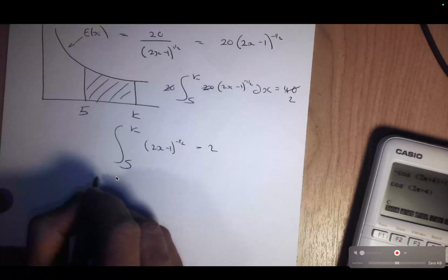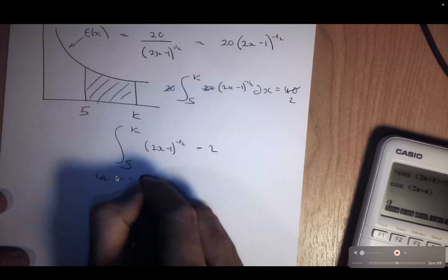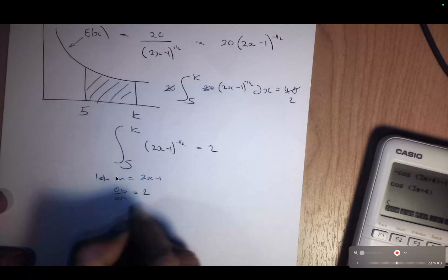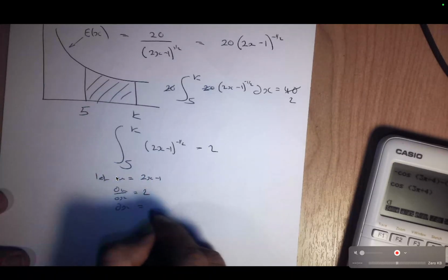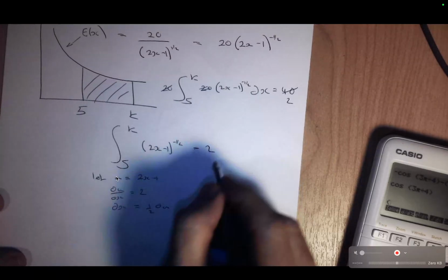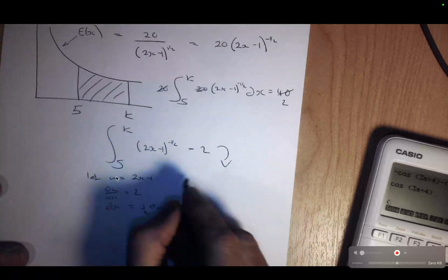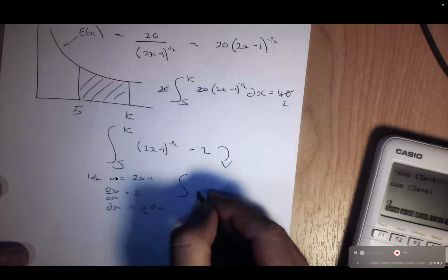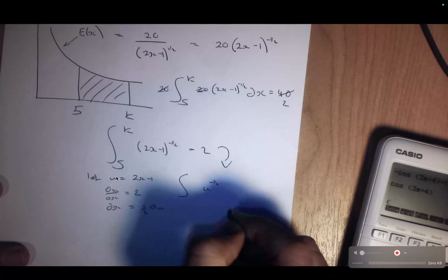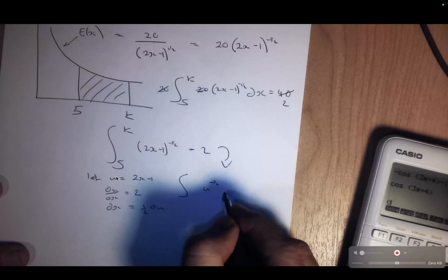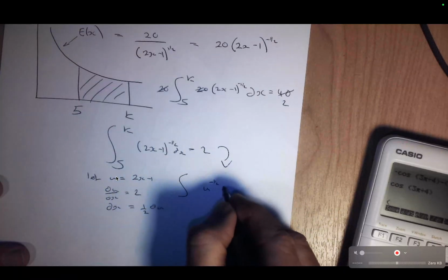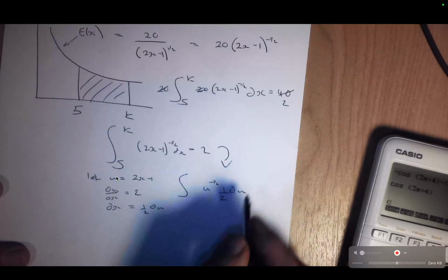We're going to use the substitution rule. Let u equal 2x minus 1. du by dx is 2. Therefore, we could say dx equals a half du. So if we then put this into the expression here, we could say integrate, replace the 2x minus 1 with the u to the power of negative a half. And that dx, sorry, I was missing the dx, is this thing here, a half du.